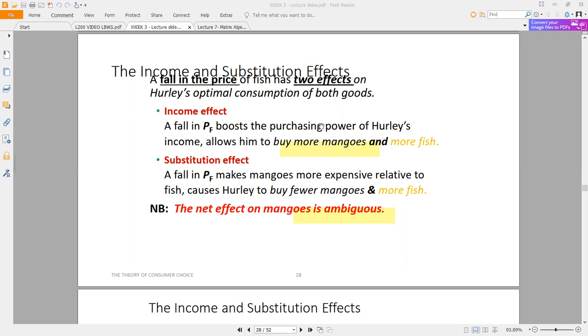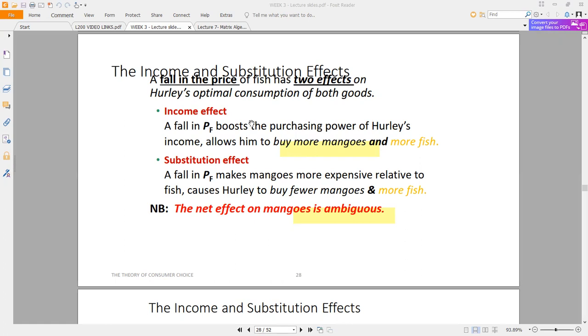So if you look at this, when price falls, the income effect is causing you to buy more fish. The substitution effect is also causing you to buy more fish, which means that whenever there's a fall in the price of a normal good, you buy more fish. But if you take mango, after the change in price of fish, the income effect is causing the individual to buy more mangoes. But the substitution effect is causing him to buy less mangoes, which means that the total effect on mangoes will be ambiguous. We wouldn't know.